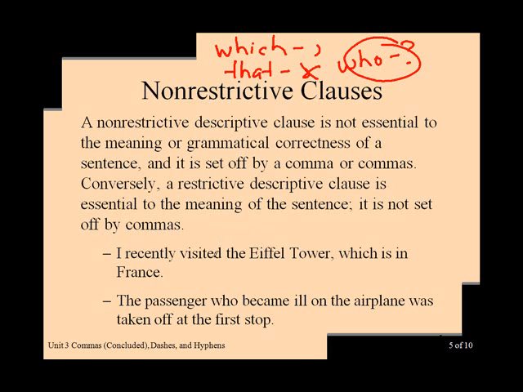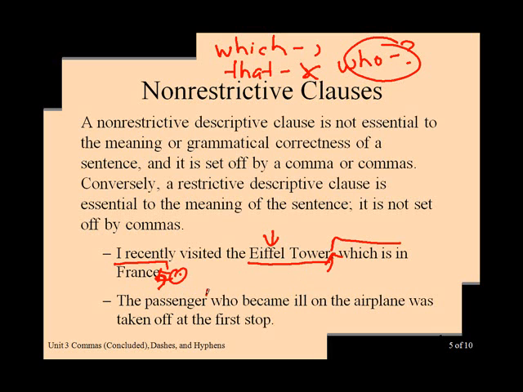I recently visited the Eiffel Tower, which is in France. Notice that we have our noun, the Eiffel Tower. This which clause is giving us more information about something we already have, the Eiffel Tower. That means it's not essential to the sentence. We already know we're talking about the Eiffel Tower, and then it just mentions which is in France. So we put a comma, and we would actually put two commas before and after if we could fit it in, but we can't fit it in because the sentence ends there. So we put our comma there.